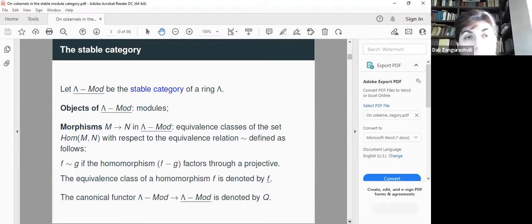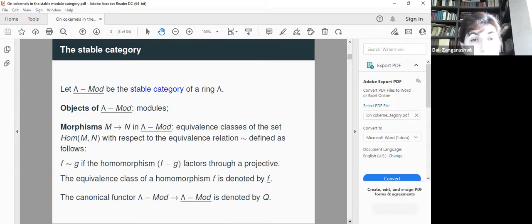As I told, I deal with the so-called stable module category. Let me give the definition, but first, who invented this notion? This notion was introduced by Eckmann and Hilton in the middle of the past century for needs of the homotopy theory, but later this notion found its applications in the representation theory of finite groups and the representation theory of Artin algebras. So, how is it defined?